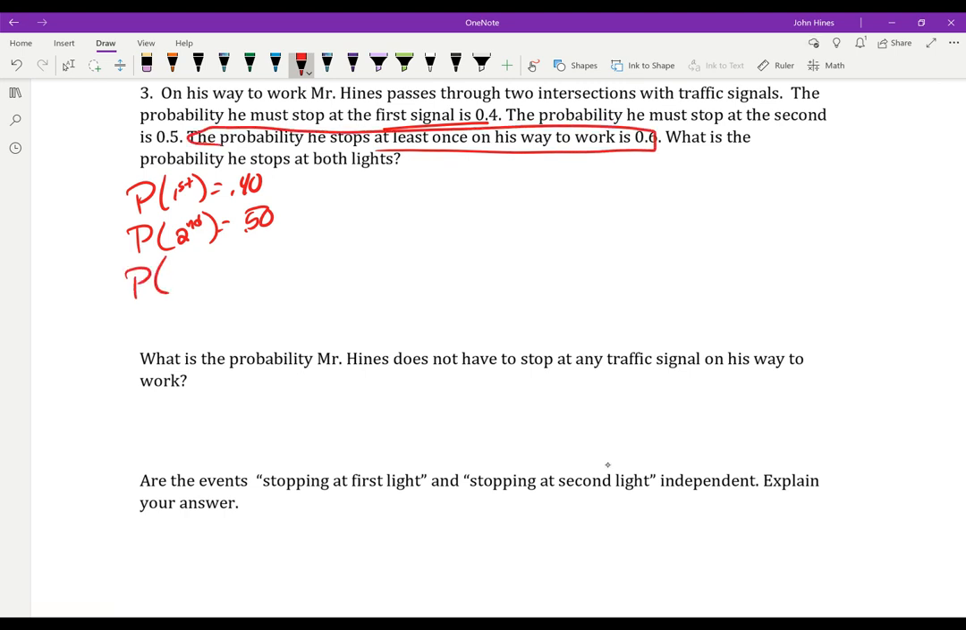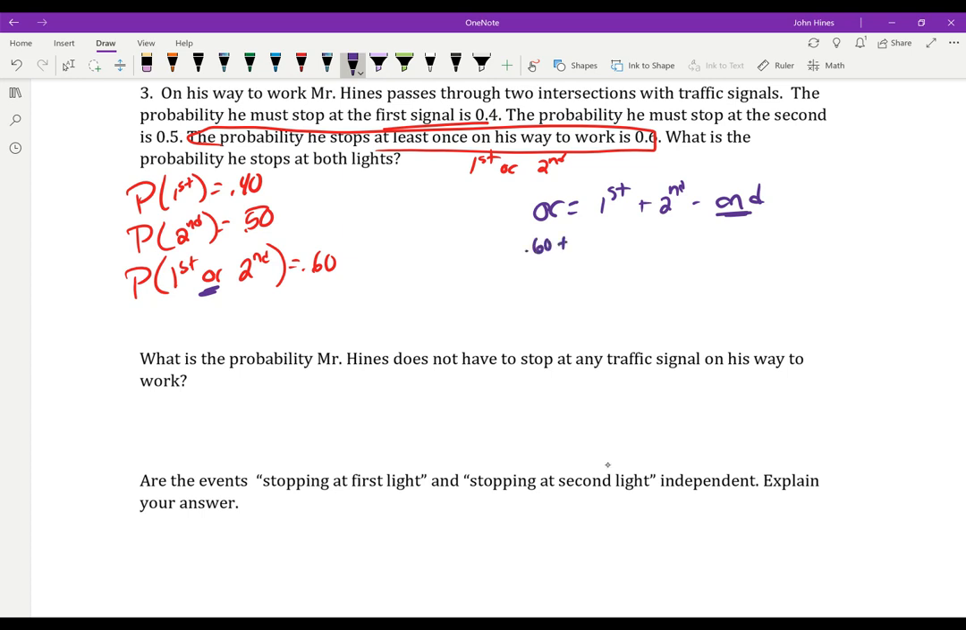Well, at least one means I stopped at the first or I stopped at the second. That's at least one, my OR probability. So first or second is 0.60. What's the probability I stop at both? Well, it's an OR problem. OR equals the first plus the second minus AND. Well, that's what I'm trying to find. I'm trying to find the AND probability.